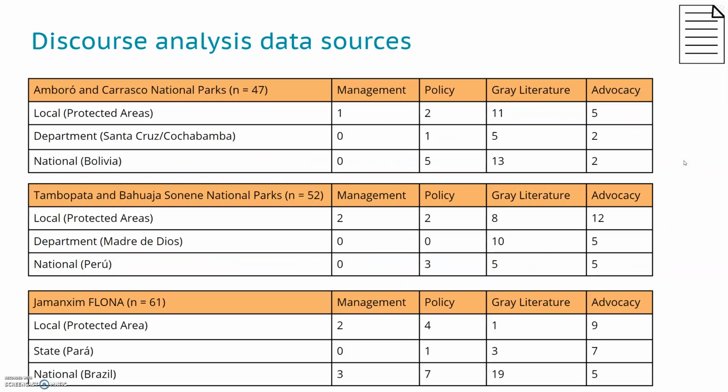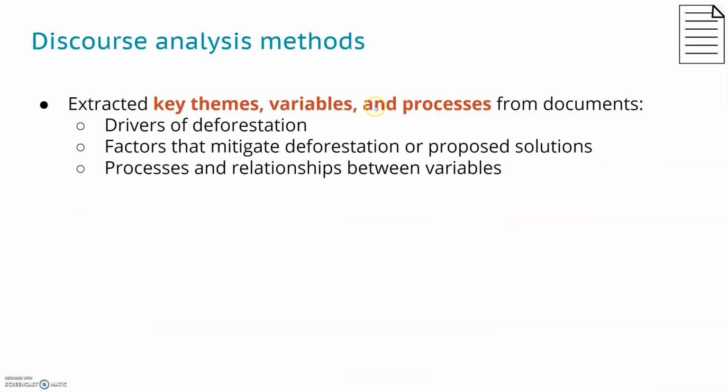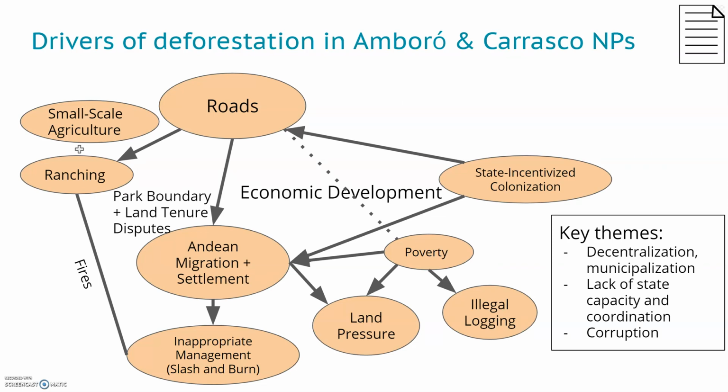So for our discourse analysis, we assembled a bunch of data sources for the 3 protected area complexes. We looked at management, policy documents, as well as gray literature, which were NGO reports, institute reports, government reports, and also advocacy documents. And we extracted key themes, variables, and processes, looking at the drivers of deforestation, factors hypothesized to mitigate deforestation or proposed solutions, and then also processes and relationships between the variables. And this allowed us to do this mapping of the different drivers, and then I'll show you solutions on the next slide.